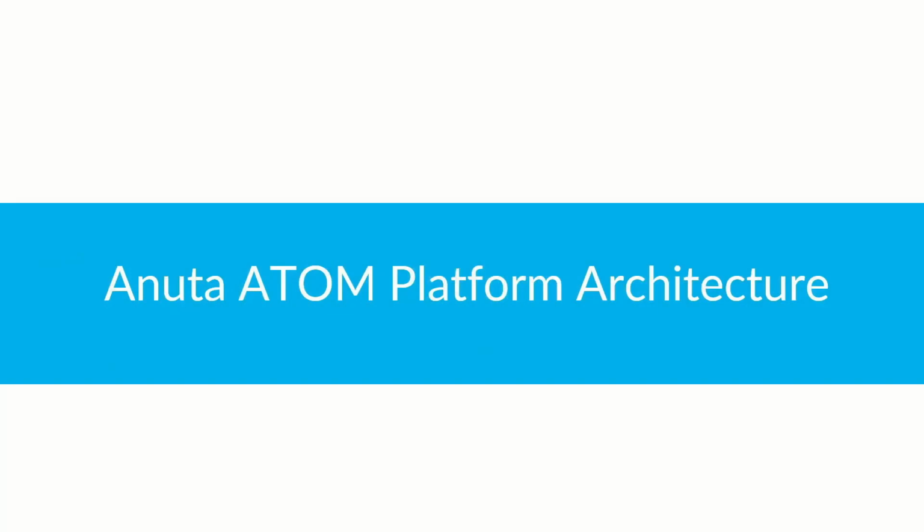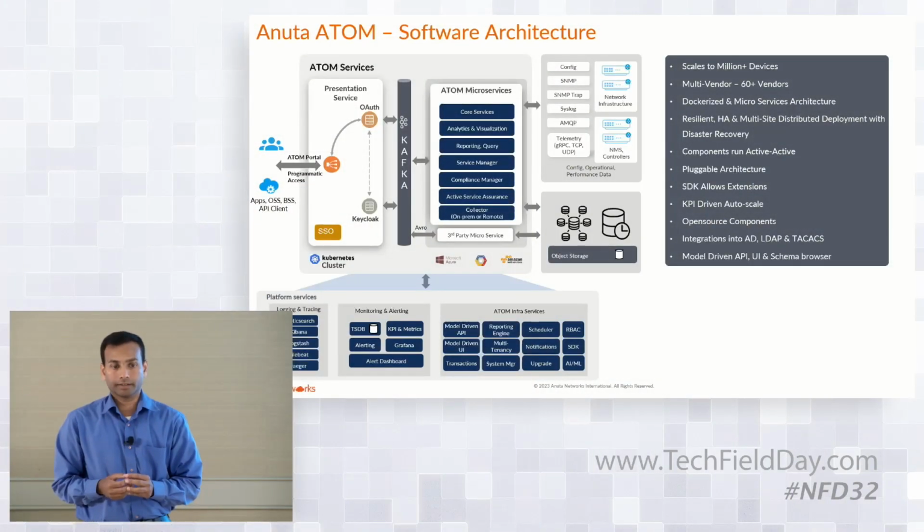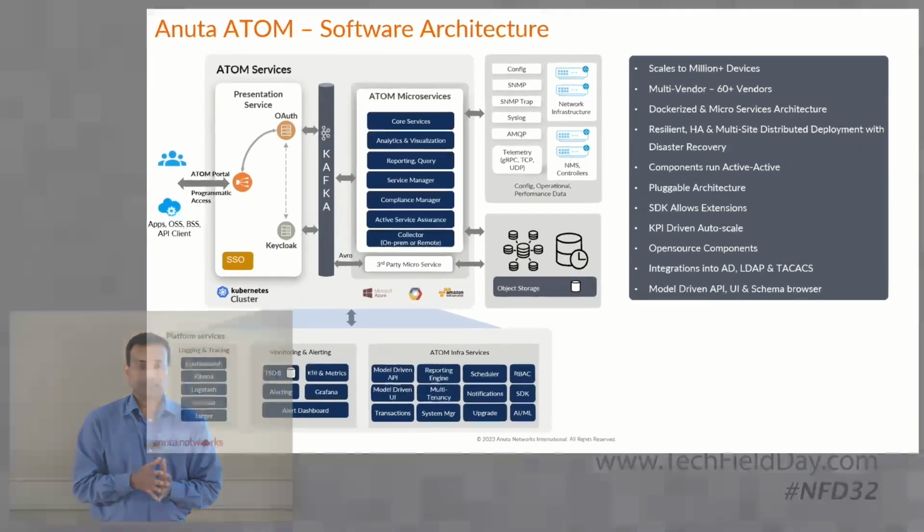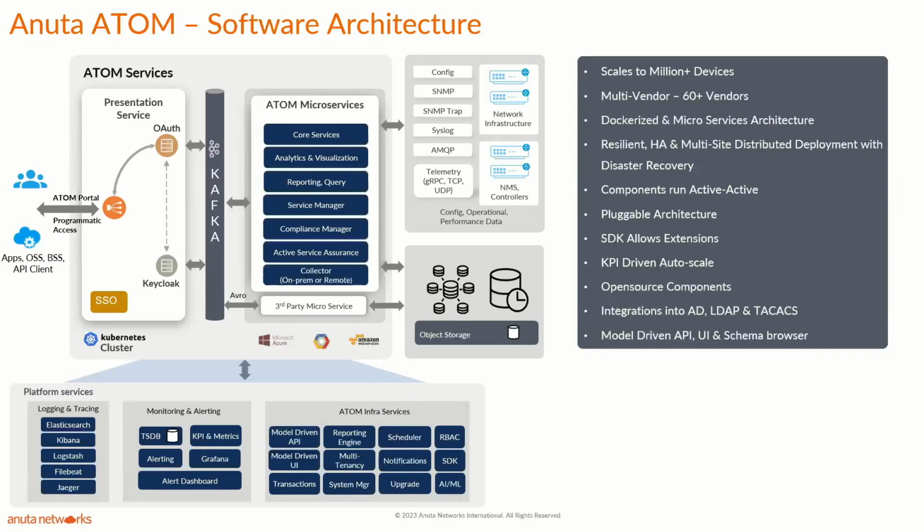In the next 15 minutes, we will go through the Atom platform architecture. Atom has a microservices-based architecture. All the components in Atom are Docker containers, so it can plug into customers' Kubernetes, or we can also deploy Kubernetes as part of the Atom deployment.